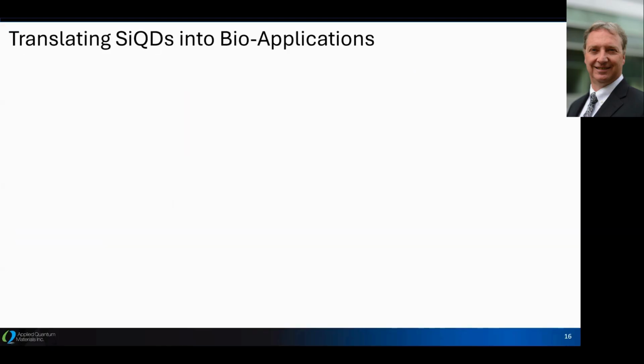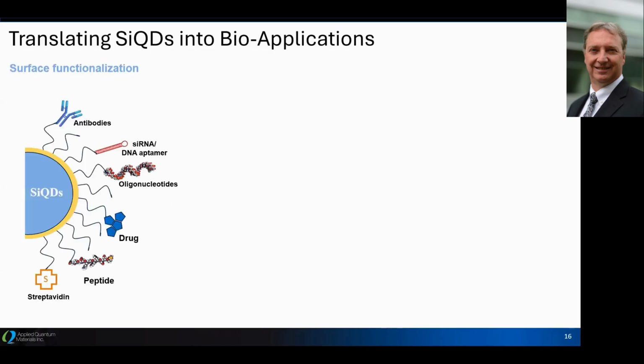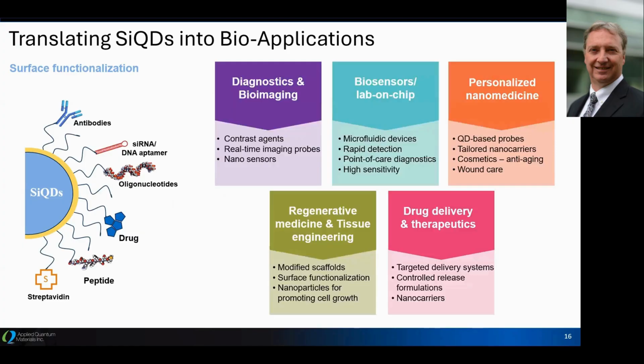So now I'm going to look a little bit at translating these quantum dots into bio applications. We take the quantum dot and functionalize it with all kinds of different biomolecules, like antibodies, drugs, et cetera. Then we can create all kinds of new applications, such as diagnostics from bioimaging, biosensors, labs on a chip, personalized medicine, regenerative medicine, tissue engineering, drug development and delivery, and therapeutics.